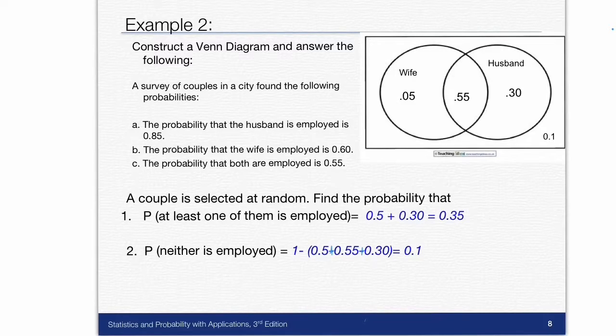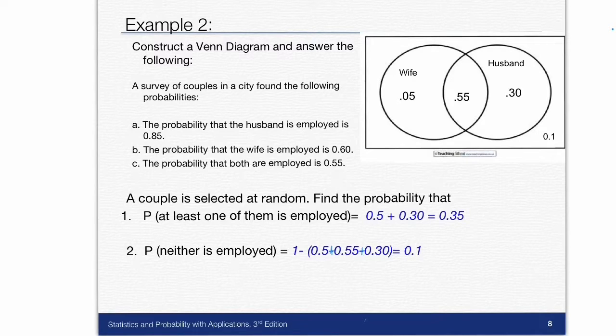Okay, here's another example. Construct a Venn diagram and answer the following. A survey of couples in a city found the following probabilities. A, the probability the husband is employed is 0.85. B, the probability the wife is employed is 0.6. And C, the probability that both are employed is 0.55.